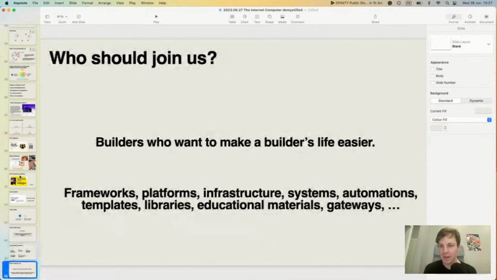If you want to join us, so who should join us? The people that also believe in this future for the IC. And if you're interested by essentially building something that makes it easier for other people to build, so not an NFT game or a social application, but something that would make it easy for other people to spin off their game or spin off their NFT collection. So frameworks, education, libraries, and all sorts of systems.